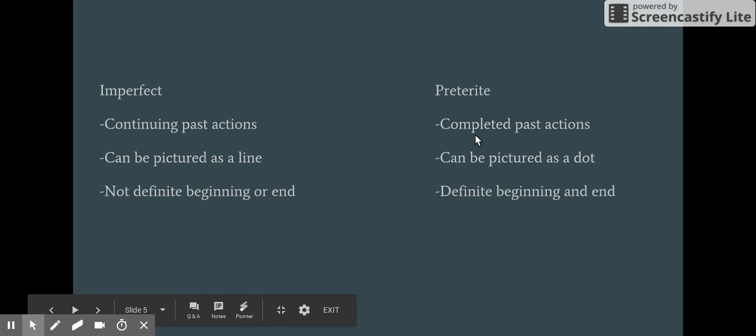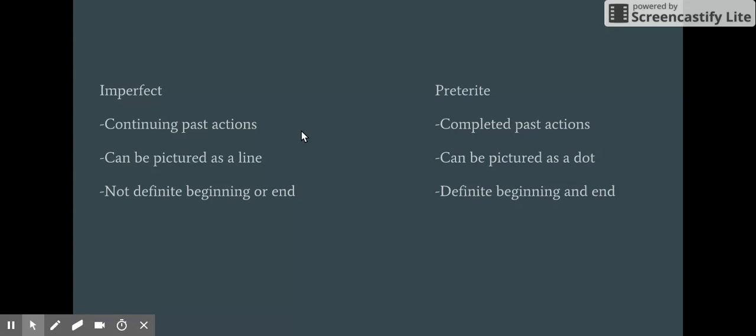As we said, the preterite is a completed past action, something that in the past you finished, or the way that you're talking about it, you finished. Whereas the imperfect is an action that continues in the past, more of a long-term past action. A way to visualize this is that in the preterite, the action can be seen as a dot in the past, whereas in the imperfect tense, an action occurs over a line in the past. Another way to see it is that the preterite has a definite beginning and end when you're talking about it, and the imperfect has no definite beginning or end.